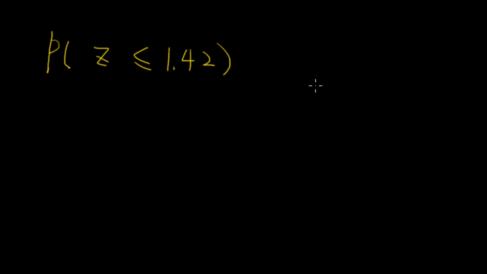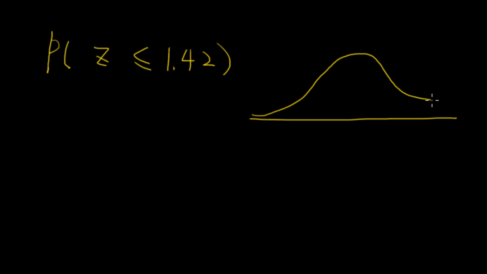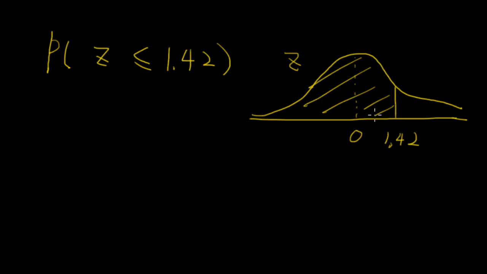1.42. Now, whenever you try this type of question, I want you to draw a small graph like that, and then try to figure out what this question is asking. This is a Z distribution, and the middle value is 0. 1.42, let's say it's about here, and you want the probability that Z is going to be less than this. So they talk about this area. So how do you find this?